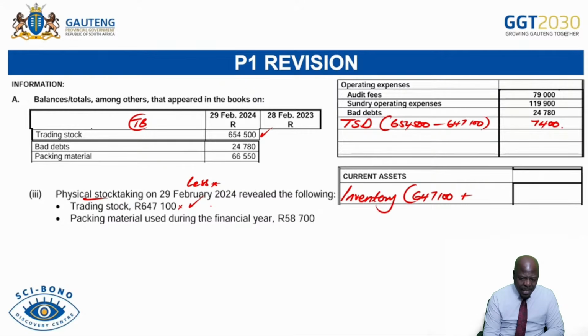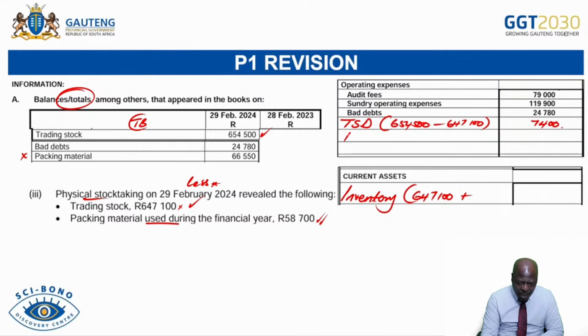When we come here, we see that we have packing materials in the totals here. We have packing materials in the totals. And we also have packing materials used during the year. What do we record where? When you see packing materials used, the used amount is what we show under our operating expense. So it is the used amount.